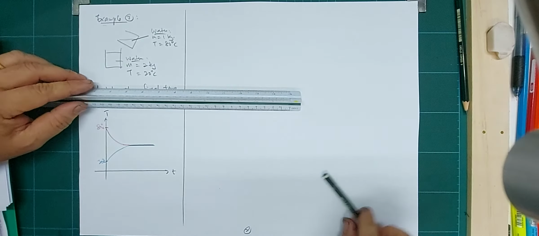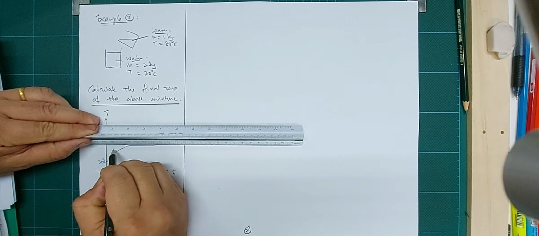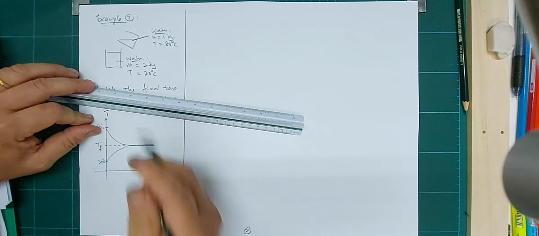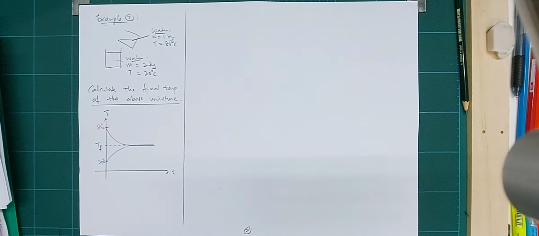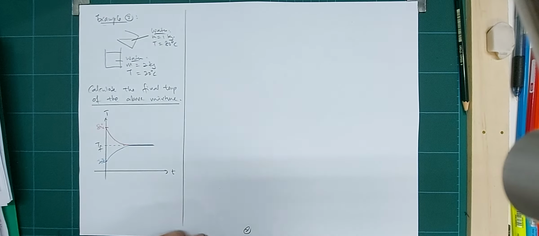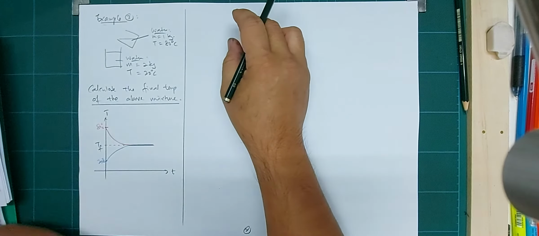So you need to calculate this temperature. This one we call the T final. Now, to solve this type of problem, we are going to use the mixture method. You have already seen that because you already submitted your lab.